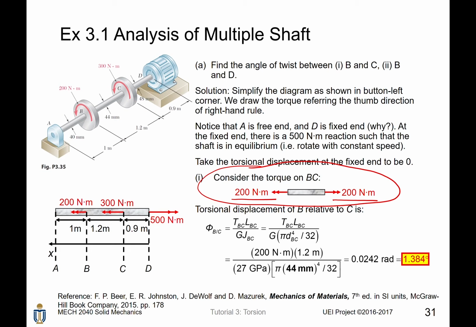The torsional displacement of B relative to C can be found by using this formula. Torsional displacement of B relative to C equals the torque acting on the member BC times the length of BC, divided by the shear modulus, and divided by the polar moment of inertia of the segment BC. The torque is 200 Nm. The length of member BC is 1.2 meters. The shear modulus is 27 gigapascals. The polar moment of inertia is given by pi d to the power 4 divided by 32. After a lot of simplification, you can find the torsional displacement is 1.384 degrees.